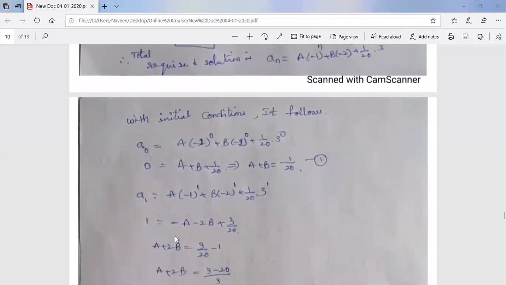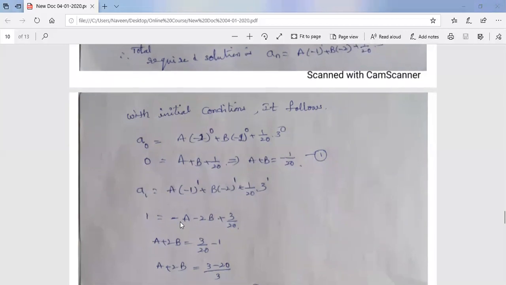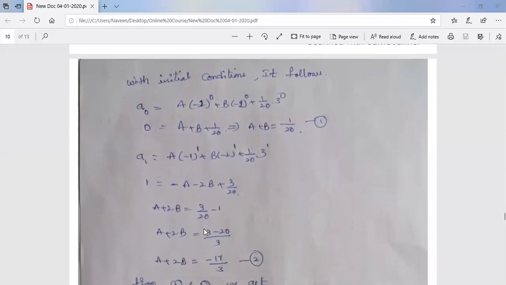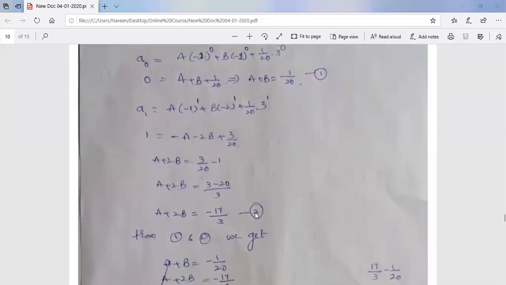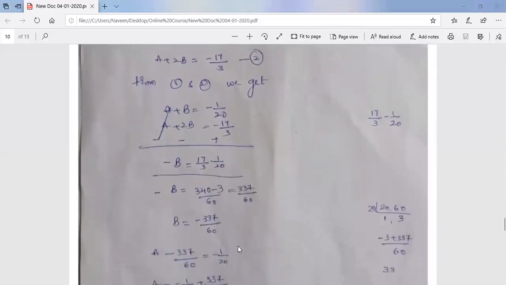And we also have the initial value a_1. a_0 is 0, a_1 is given as 1. So when will you get a_1? By substituting n is equal to 1. If you substitute n is equal to 1 in the total solution, you get a into (-1)^1 plus b into (-2)^1 plus 1 by 20·3^1. On solving this, you get a plus 2b is equal to -17 by 3. Okay, we got the first equation and the second equation. On solving 1 and 2, you get the a and b values. Here are the a and b values.